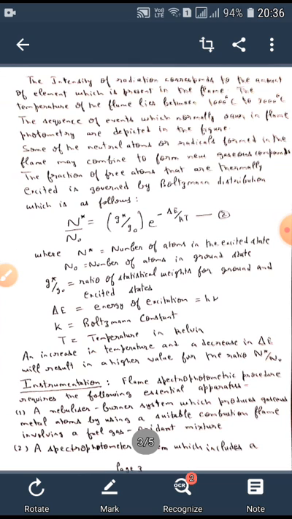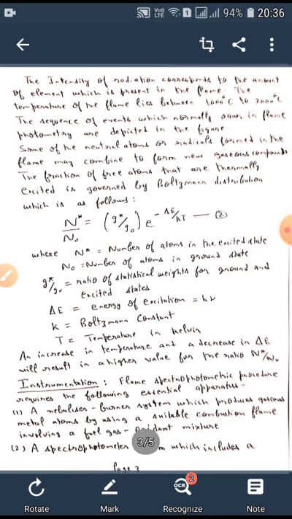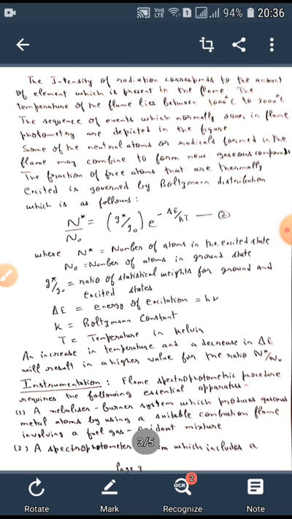Now, the sequence of events which normally occur in flame photometry have been depicted in the figure. Now, let us consider what happens to some of the neutral atoms or radicals formed in the flame. These neutral atoms or radicals may combine to form new gaseous compounds.